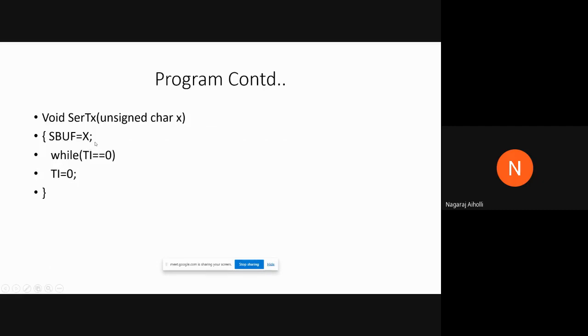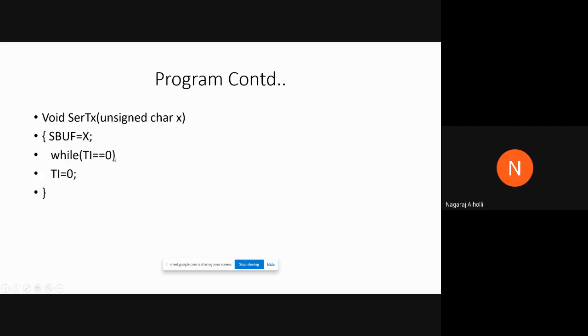Once the data is to be transmitted, it is stored in the SBUF register first, and from the SBUF register it is transmitted out of the microcontroller. Then we have to monitor the transmit interrupt flag, the TI flag, to check whether all the bits are transmitted, that is, the stop bit is transmitted. Once all the bits and the stop bit are transmitted, the TI flag will become high. Otherwise it will stay in the loop, while TI is equal to 0.